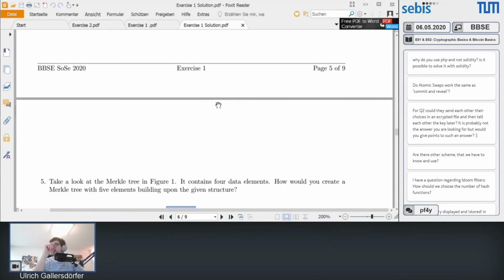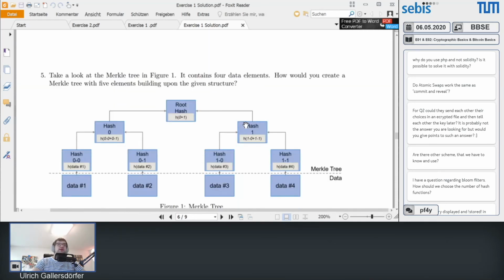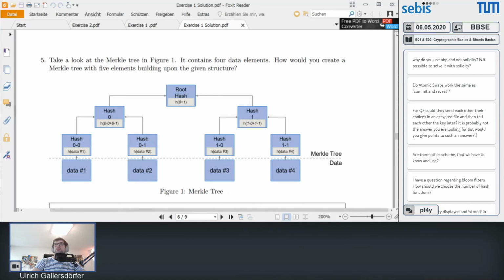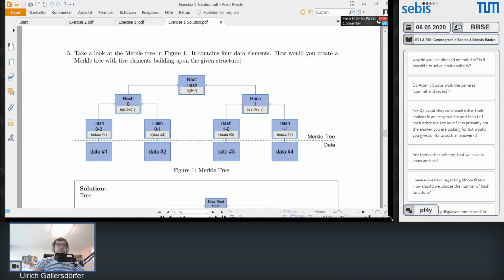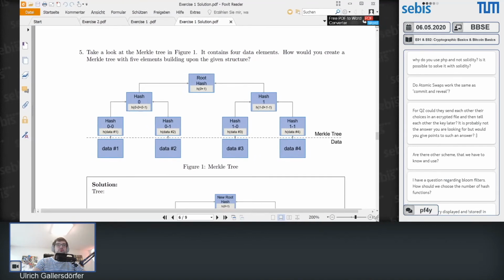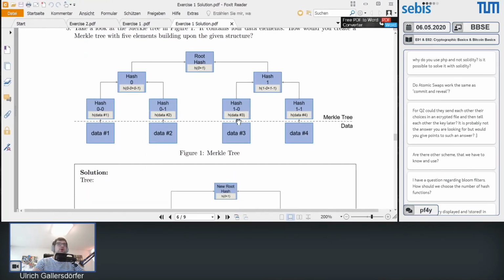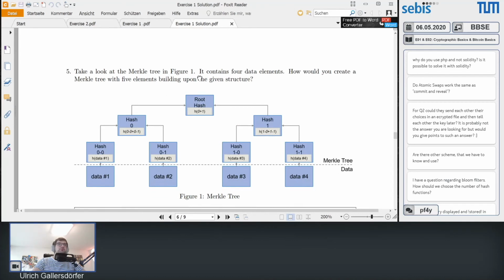Okay, let's take a look at the Merkle trees here. We have these 4 data elements. So this is the Merkle tree we saw in the lecture, and it contains 4 data elements. How would you create a Merkle tree with 5 elements building upon the given structure?